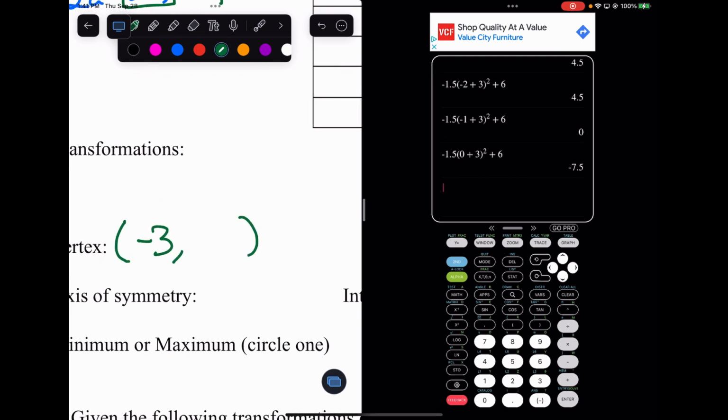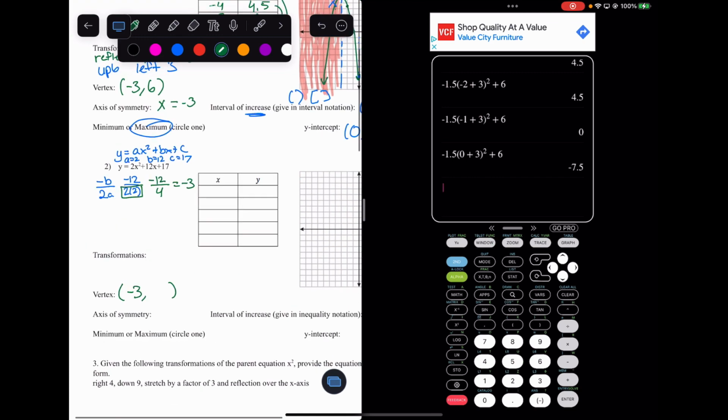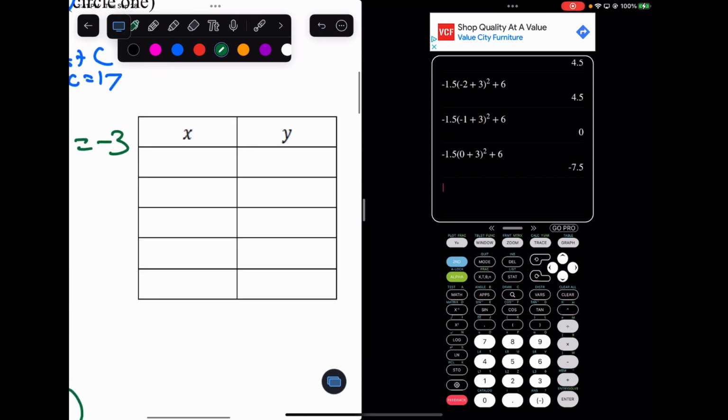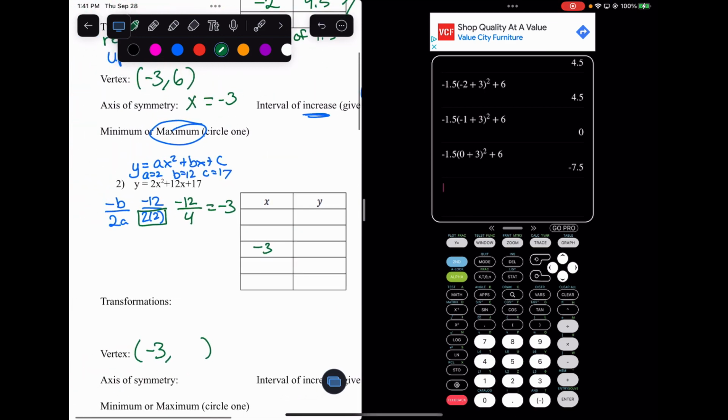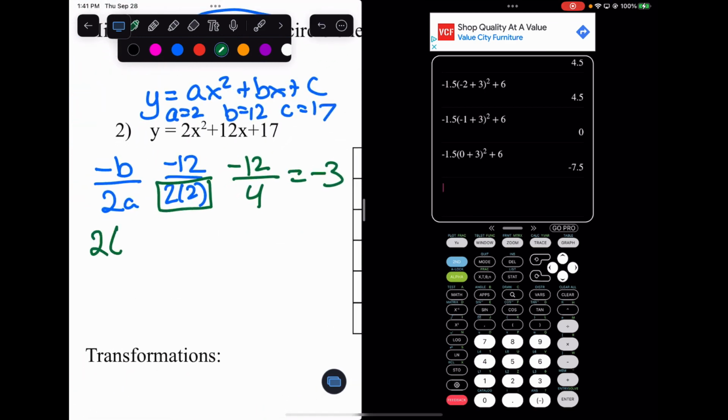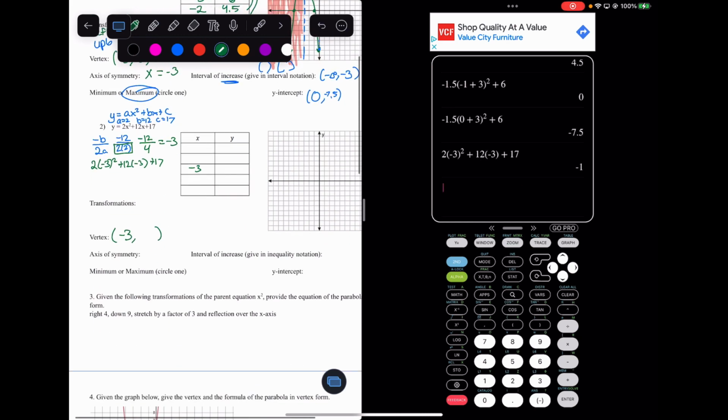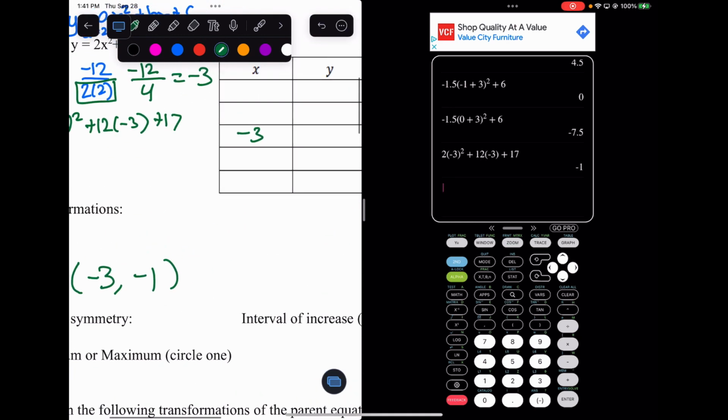Now, to get the y value of my vertex, remember, once we have an x value, we can always find the y value by plugging it into the function. So we're going to take our x value of -3 and plug it in. So 2 times -3 squared plus 12 times -3 plus 17. And I got -1 as my output, aka the y value of my vertex.